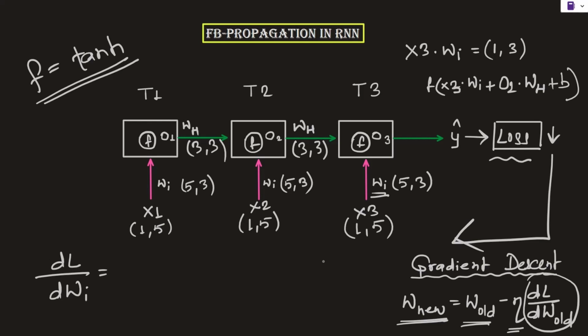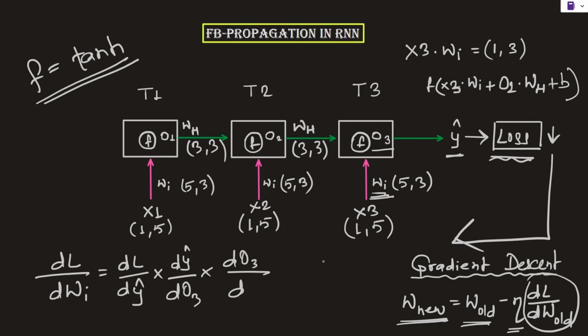So we start the chain rule from here. The loss is dependent on y hat. So we will say dL by dy hat, multiplied by, y hat is now dependent on O3, so dy hat by dO3, and the calculation of O3 depends on these weights on the input layer. So I will say dO3 by dWi. So these will cancel out each other, and after calculating this, you finally achieve this particular value.